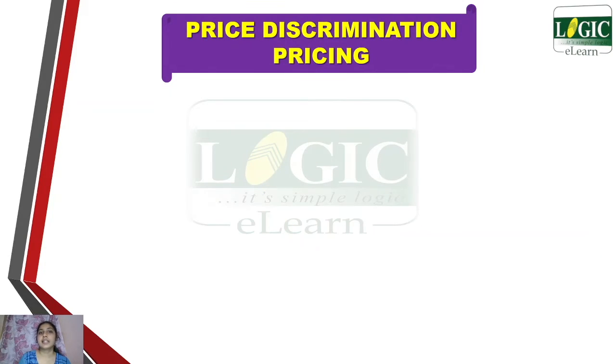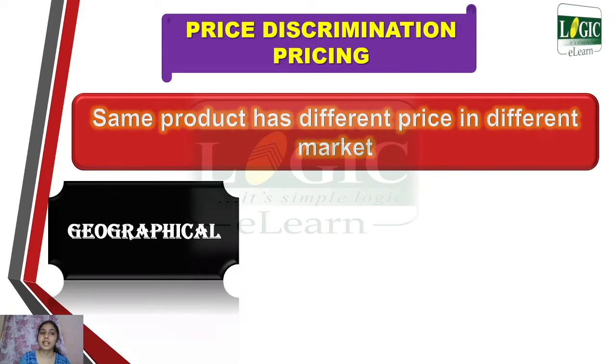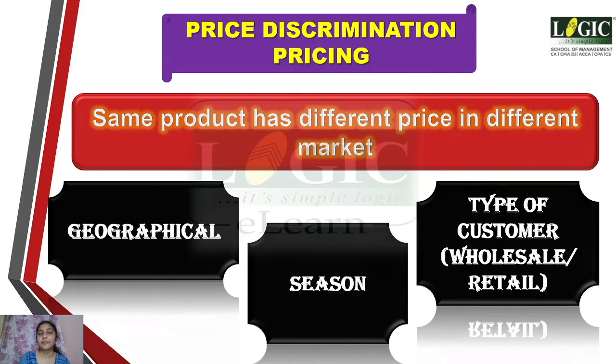The last strategy is the price discrimination strategy, where the company sells the same product at different prices in different market segments. The market segments can be the geographical segment, that is national and international market, or on the basis of type of customers, that is the wholesalers or the retailers, or even the season, that is the price charged in peak seasons and in off seasons are really different. So these are the different pricing strategies adopted by the company.